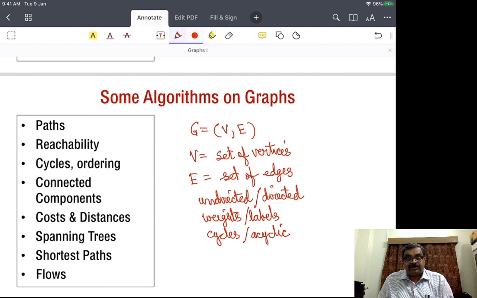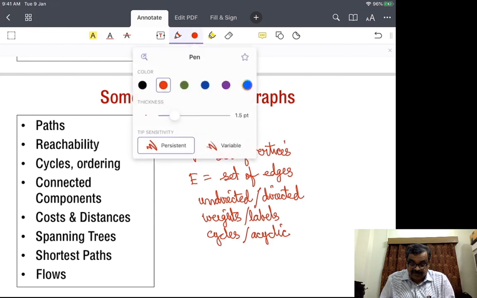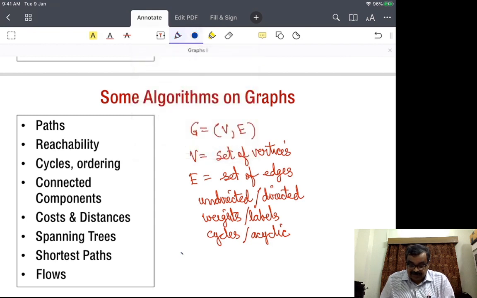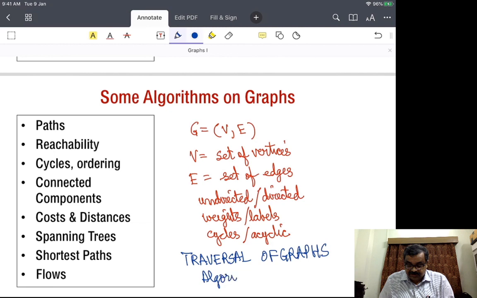From the next lecture onwards, in this set of graph problems, we shall start with the basic concept of traversal of graphs. And then after we understand traversal of graphs, we shall do algorithms which are related to graphs as given in the syllabus.